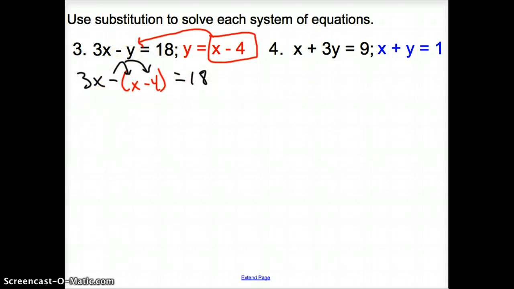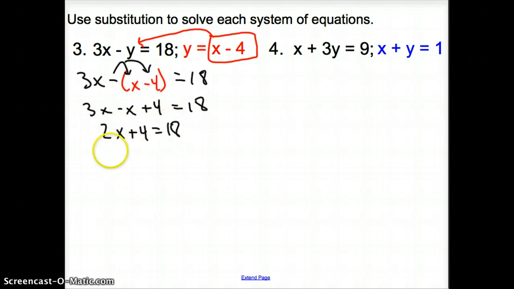Be careful with that negative. Now it's 3x minus 4, or minus x plus 4 equals 18. Solve the equation. 2x plus 4 equals 18. 2x equals 14. x equals 7. Now that is 1/2. You solved 1/2 of the problem. Here we have x equals 7.